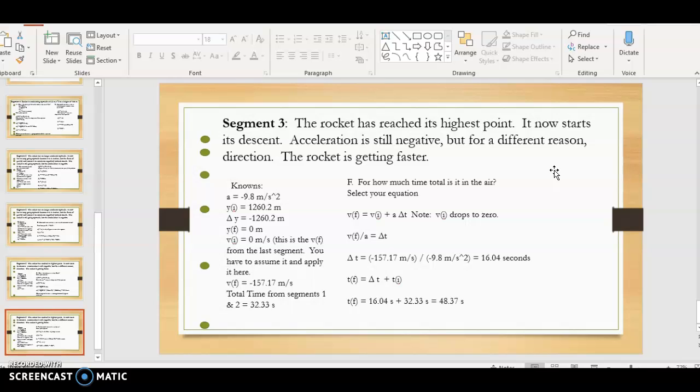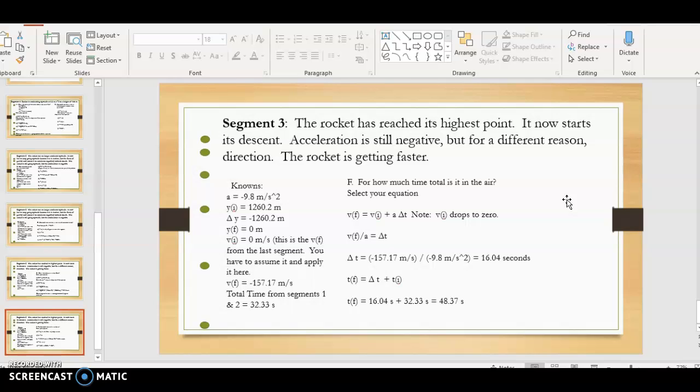I now choose a slightly different equation. Final velocity equals the initial velocity plus a delta t. Final velocity divided by acceleration equals my delta time. So my delta time for this segment, and both of those negative signs cancel, is going to be 16.04 seconds. So I add that on, 16.04 seconds plus the 32.33 seconds it's already been in the air, and my rocket has been in the air for 48.37 seconds. And that concludes all the parts of this problem.